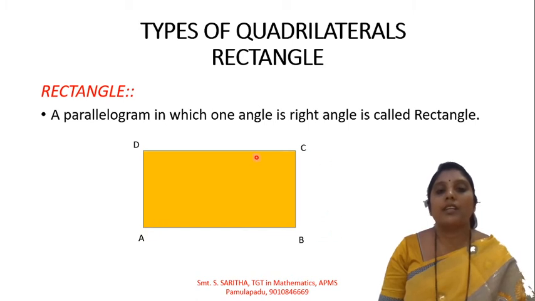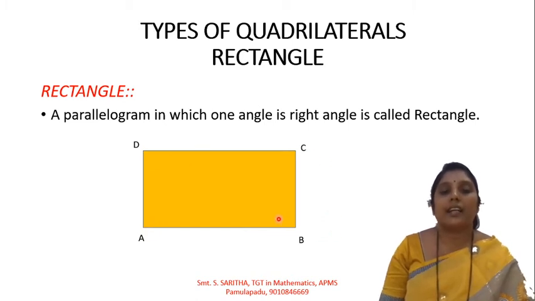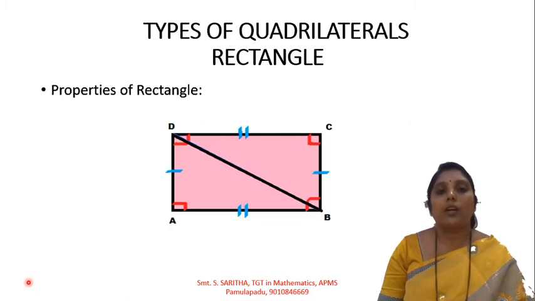Now observe here, ABCD is a rectangle. Since the rectangle is formed from parallelogram, all the properties of parallelogram are satisfied for rectangle also. That is, here in a rectangle, AB is equal to CD and BC is equal to AD. That is, opposite sides are equal.